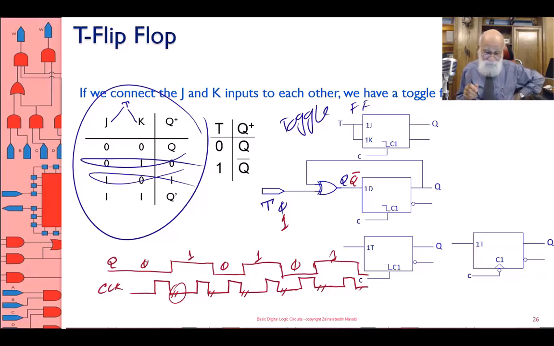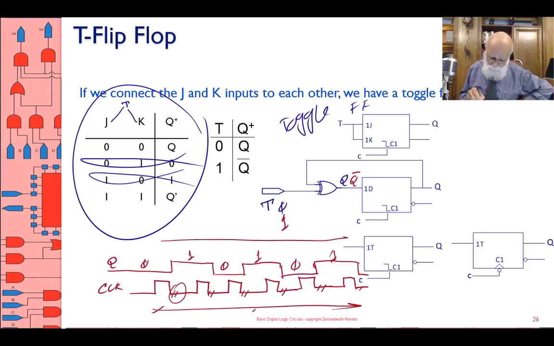So what do I have? My T flip-flop is really a frequency divider. I have 6 pulses on the clock and 3 pulses on the Q output. I'm dividing the number of pulses by 2. So this is a frequency divider. We will be seeing more of this later. All right.